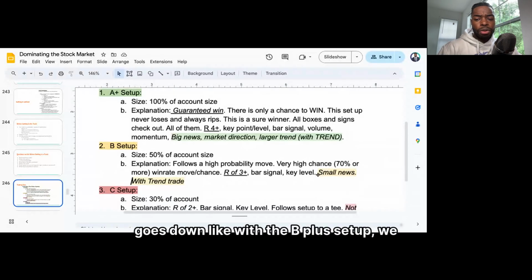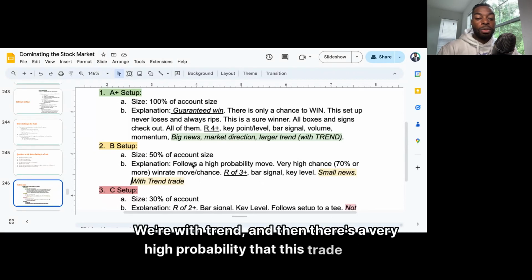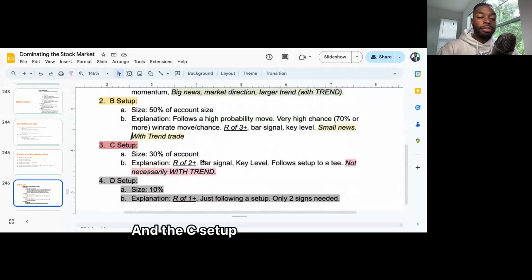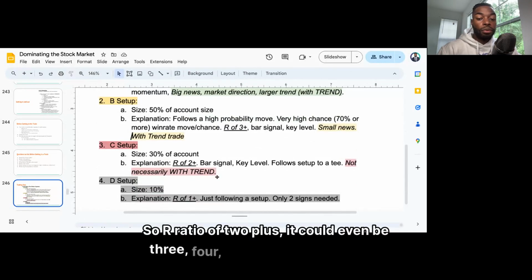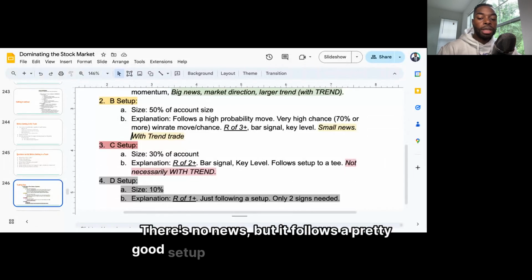Like with the B plus setup, we only have small news, but we do have a risk to reward ratio of 3 plus. We're with trend. And then there's a very high probability that this trade will be right. So that would be like your B setup. And the C setup might not necessarily be with trend, but it does have a good R ratio. So R ratio of 2 plus, it could even be 3, 4, 5, but it's not with the trend. There's no news, but it follows a pretty good setup to a T, and then we're at a key level.